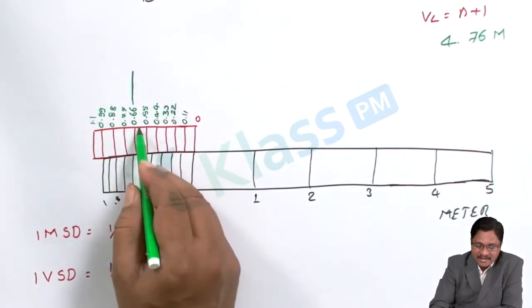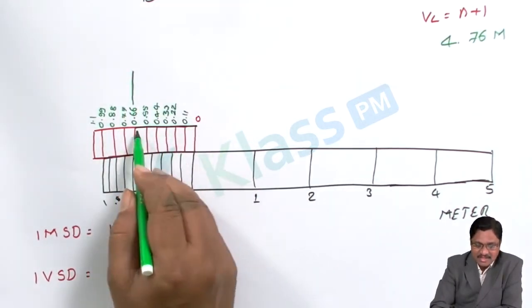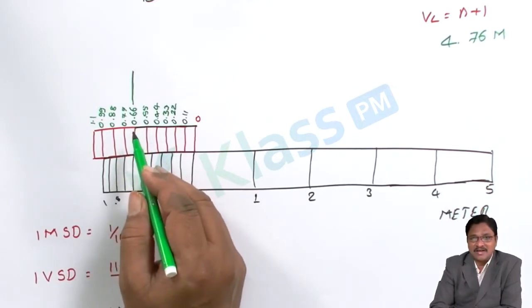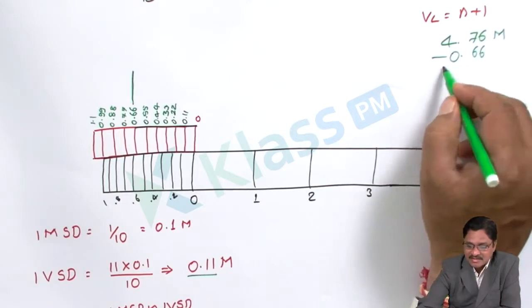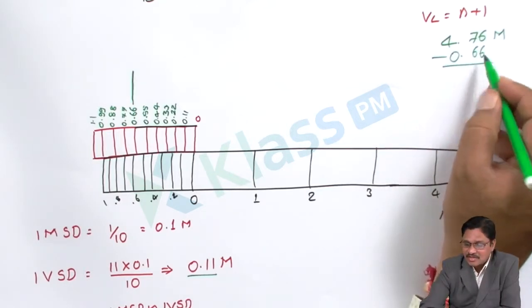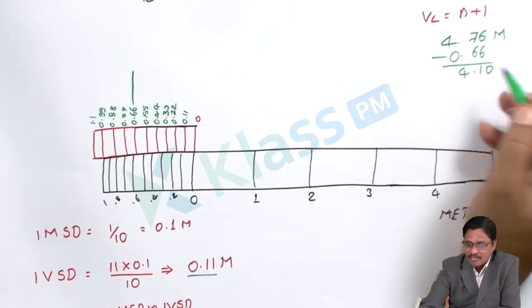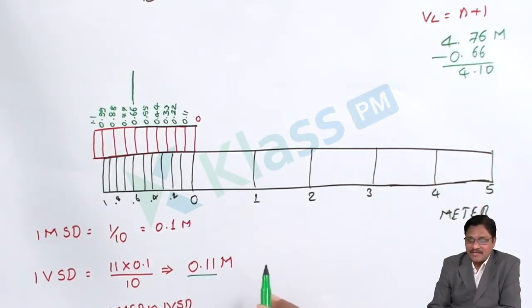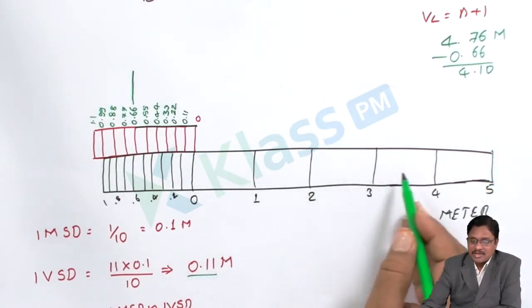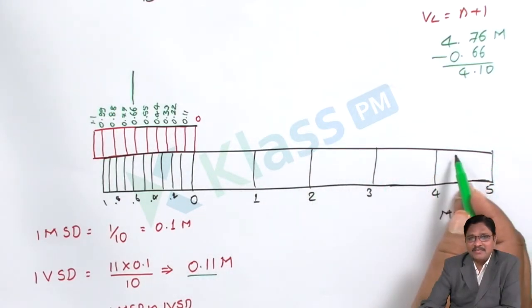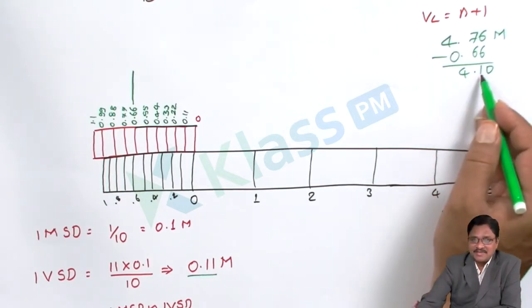On the Vernier length, this much length is covered, which means 0.66 is already covered. So subtract that 0.66. What is the leftover? We are having 4.10. So the leftover distance has to be marked here: 1, 2, 3, 4. Where do we get the fourth one? In the subdivisions I need.